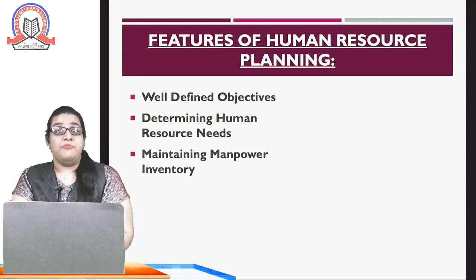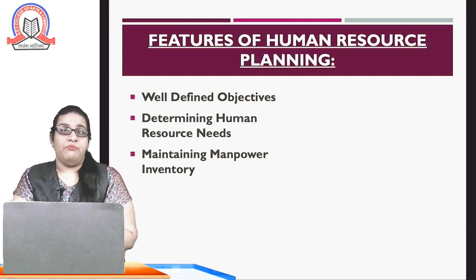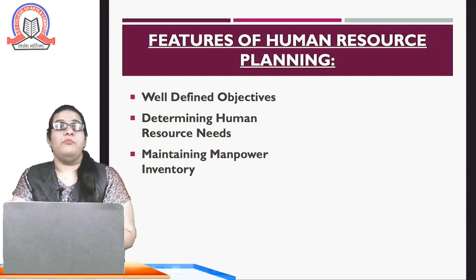Then maintaining manpower inventory. Like we maintain the inventory of stock, similarly we have an inventory of manpower. HR is also a human resource. Like we need physical resources, plant and machinery, similarly we need human resource. We need employees in a company. Employees are an asset of a company. So we need to maintain the inventory, how many employees are available, what skills they have. So we need to have a sufficient number of employees with a variety of skills and competencies.